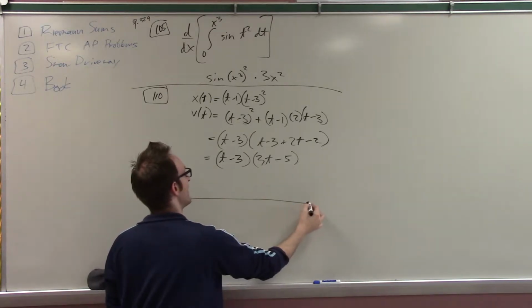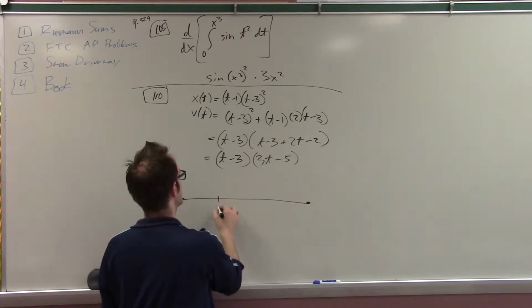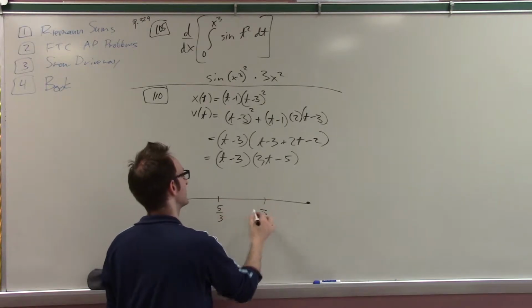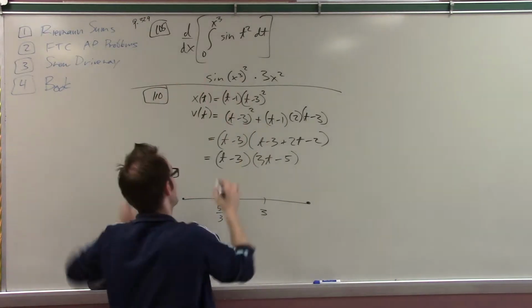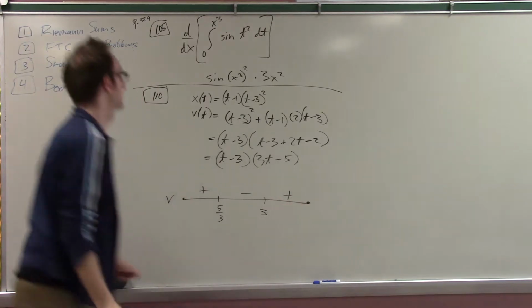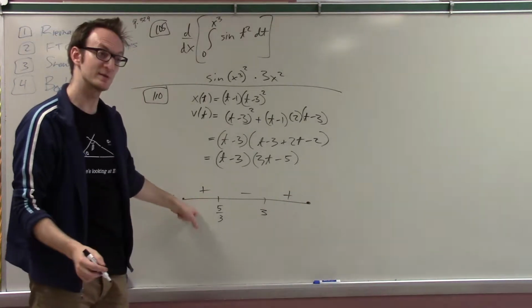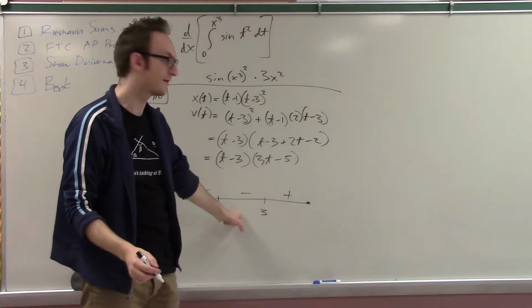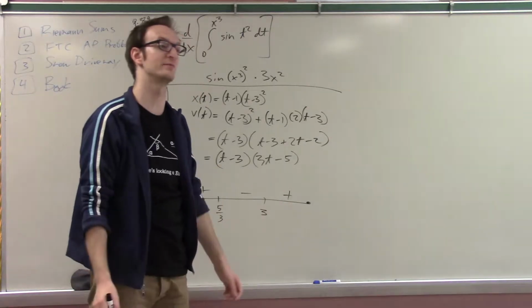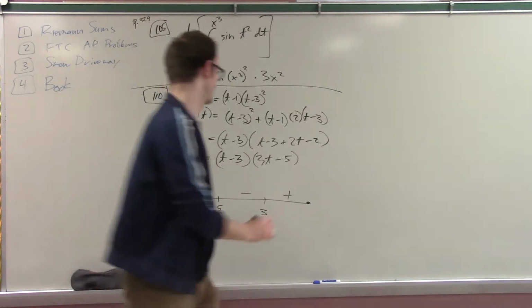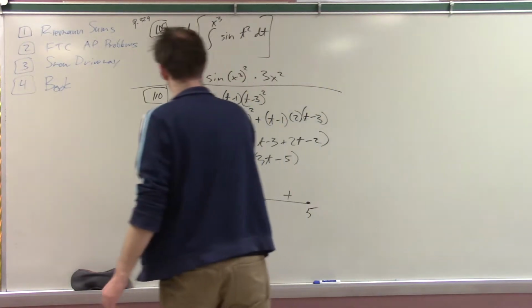So that's t minus 3 times 3t minus 5, which tells me that my velocity on the interval 0, 5 looks like, well, there's a change at 5/3 and there's a change at 3. And it's quadratic, so my velocity is going to be positive, negative, positive. So I'm going to be moving to the right on the interval 0, 5/3. We're going to be moving to the left on the interval 5/3, 3, and we're moving to the right on the interval 3, 5. Everybody okay with this? Okay, good.